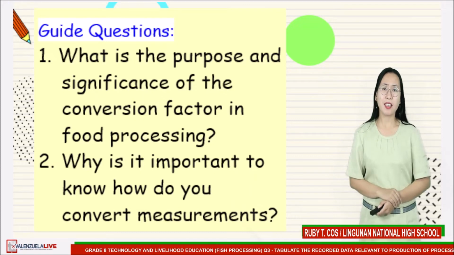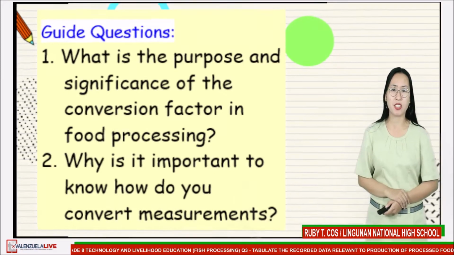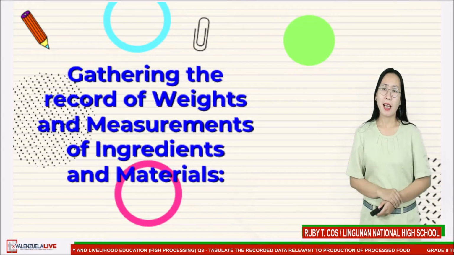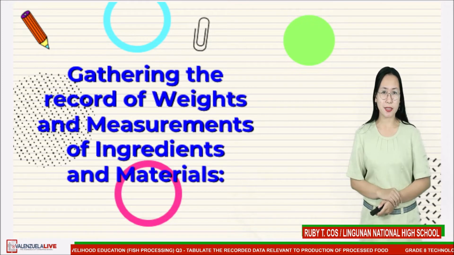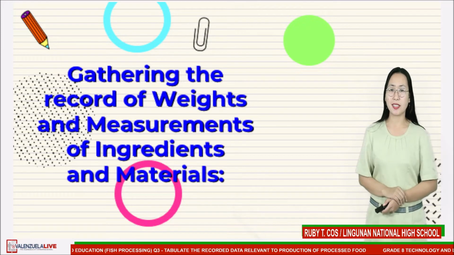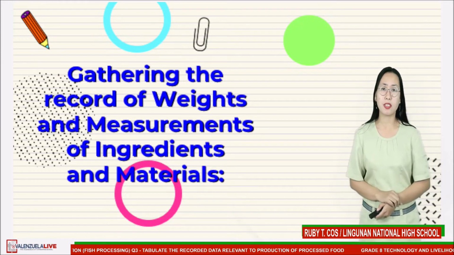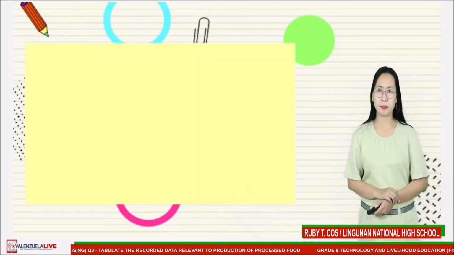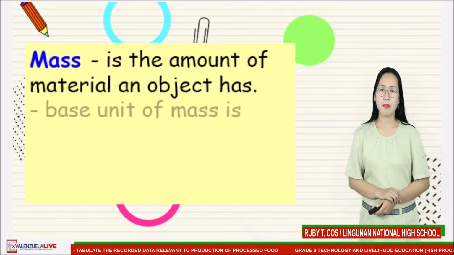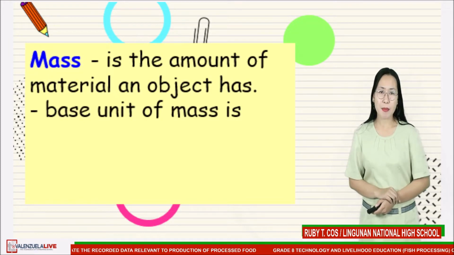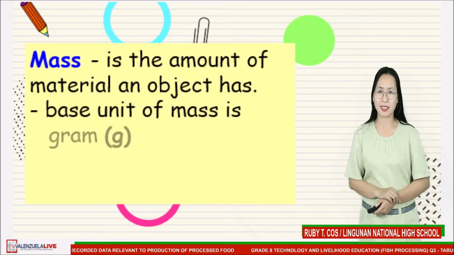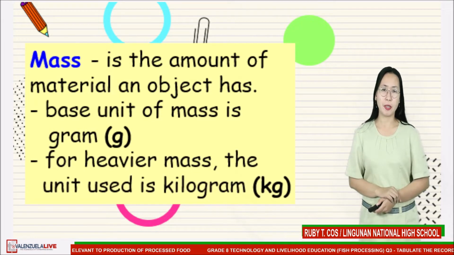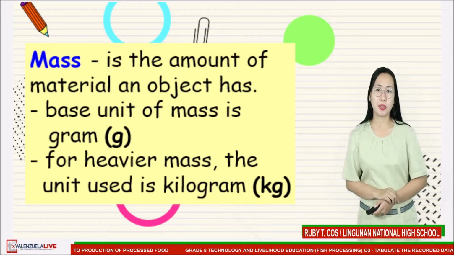Class, let's further our knowledge in terms of measuring ingredients and materials. In gathering the record of weights and measurements of ingredients and materials, we need to know the different measurements as well as their unit. We have mass, which is the amount of material an object has. The base unit of mass is gram. For heavier mass, the unit used is kilogram.